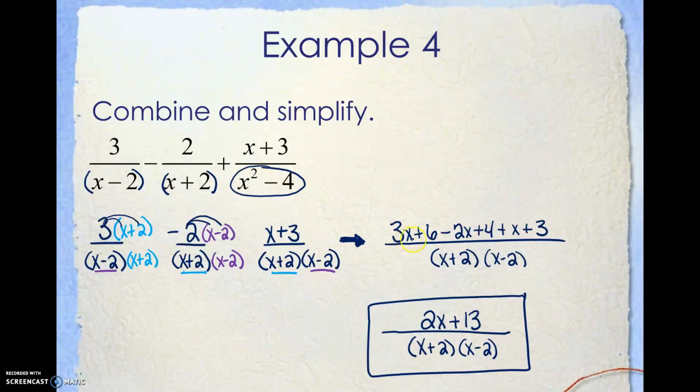Then combine like terms. 3x, negative 2x, and x gives us 2x. 6, 4, and 3 gives us 13. The good news here, 2x and 13 have nothing in common, so we can't factor that numerator, and we are done.